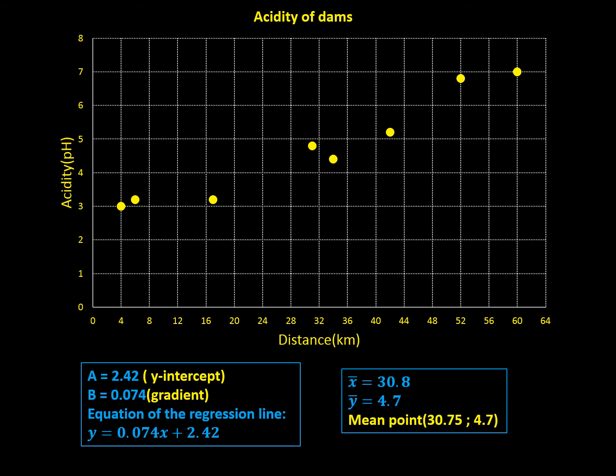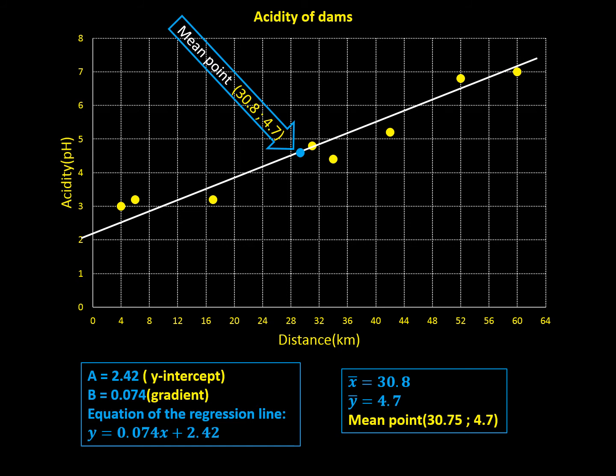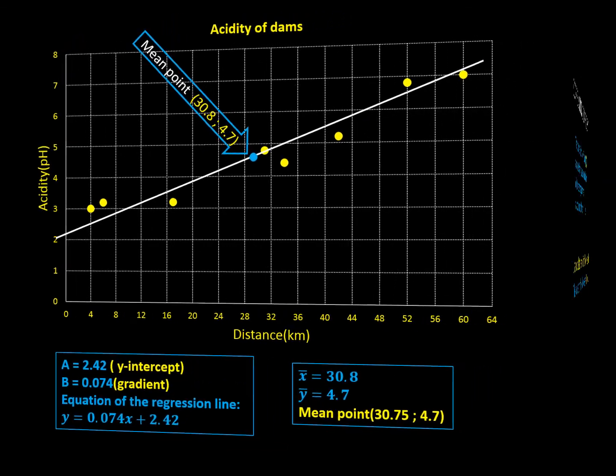Get it from the calculator. So the mean point is there. Now we mark the point exactly there. The x value is 30,75 and the y value is 4,7. So (30,75; 4,7). And the y-intercept is also available. That is 2,42. We join the two, then we get the regression line.